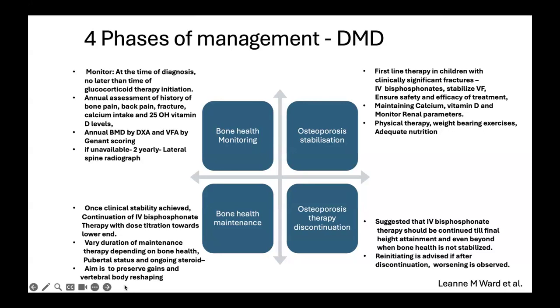For those who have been identified with clinically significant fractures, by which we mean a low trauma fracture of the long bones or any single vertebral fracture, IV bisphosphonate therapy is now the first line treatment. And the aim is to stabilize the vertebral fracture, ensuring there is safety and efficacy of the treatment, all the while maintaining calcium and vitamin D up to the mark and monitoring renal parameters.